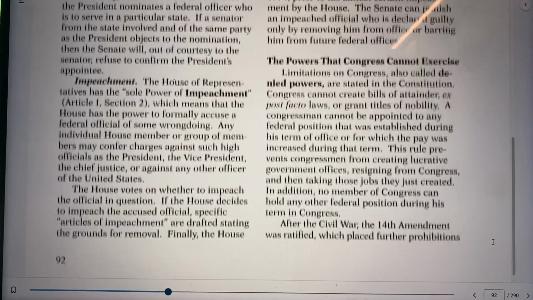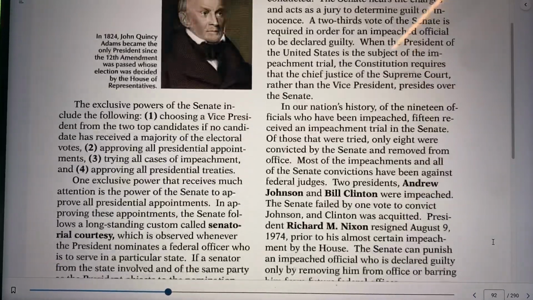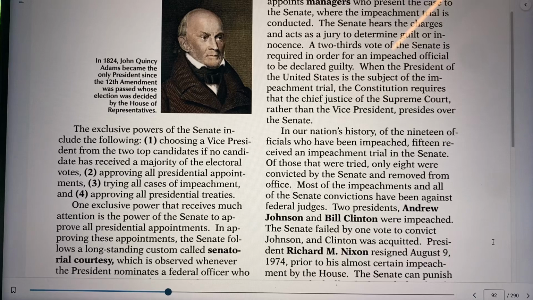So let's go up here. This talks more about impeachment. The Senate conducts the impeachment trial. Only the Senate can try for impeachment. The Senate hears the charges and then acts as a jury, to determine the guilt or innocence of the accused. The Senate has to have a 2/3 vote to convict.